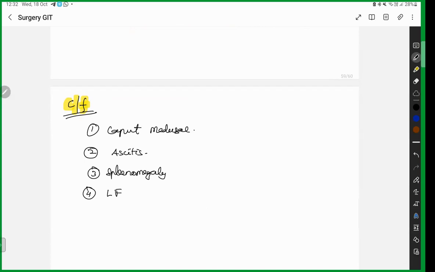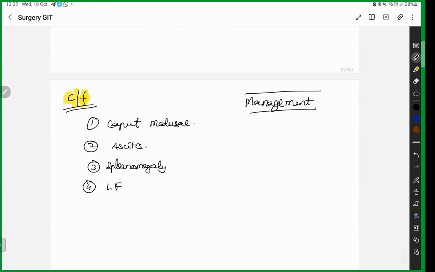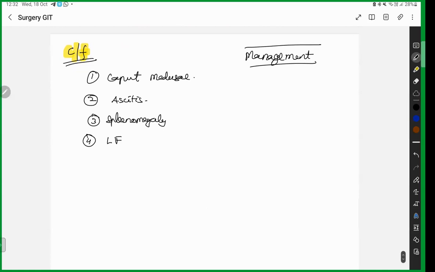Now, how do you manage the patient? Let me talk about the management of variceal bleeding. Always remember, in any emergency you go for ABC management first. After doing ABC management, next you're going to go for IV agents and fluids.